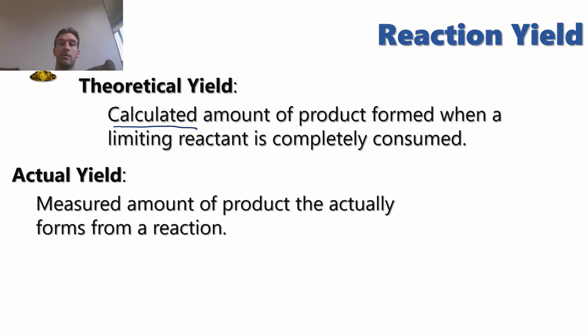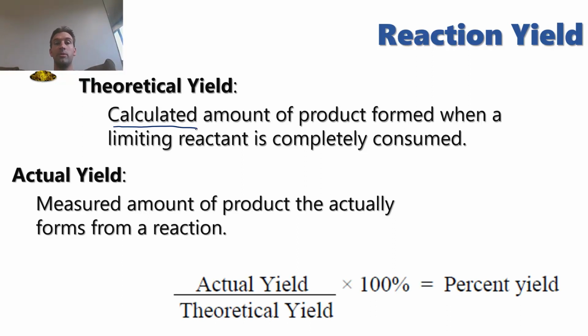The formula that we can use to compare these two gets us a percentage yield. What percent of the theoretical amount actually comes out? So we will take an actual yield value, divide by the theoretical yield, and then multiply by 100 to turn that fraction into a percentage.